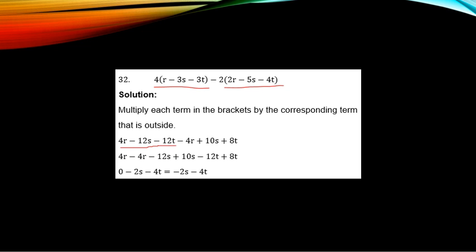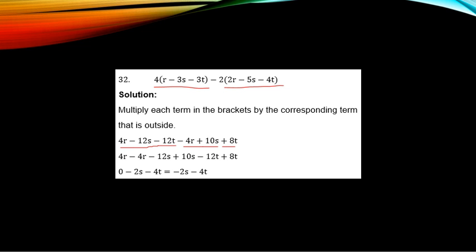In the second bracket, minus 2 will multiply each term. The minus 2 opens the bracket all through, not only 2. So if you do that, you have minus 4a minus 2 times minus 5s. You have plus 10s because a negative multiplied by negative is positive. Then minus 2 times minus 4t, you have plus 8t.